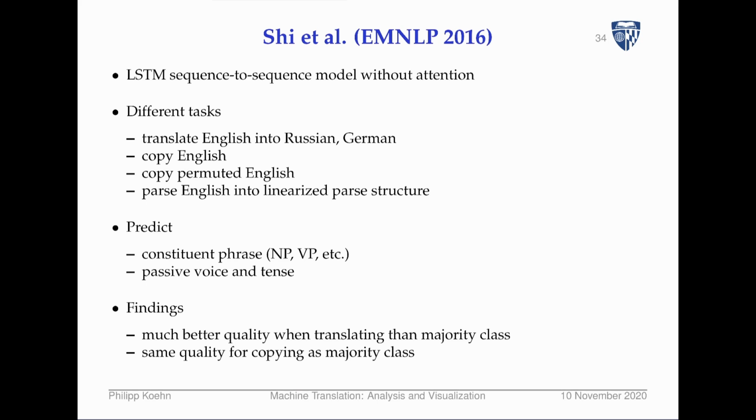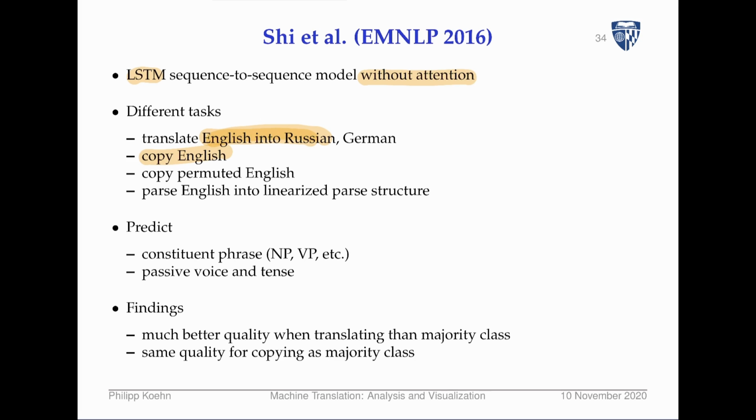So here's one such study. Here the authors looked at a neural machine translation model based on LSTM cells without attention and checked how well it can handle several tasks. One task is the kind of task we mostly care about, translation. So they checked translating English into Russian and English into German. Another task was to just copy the English.